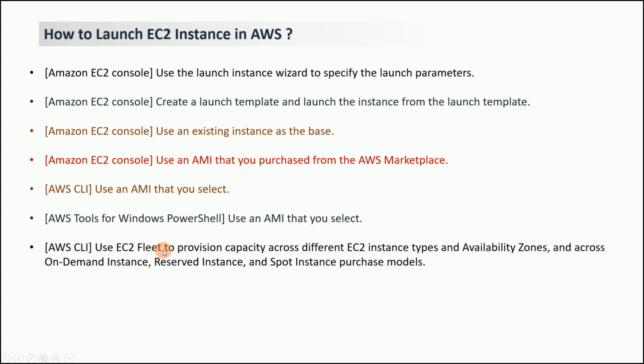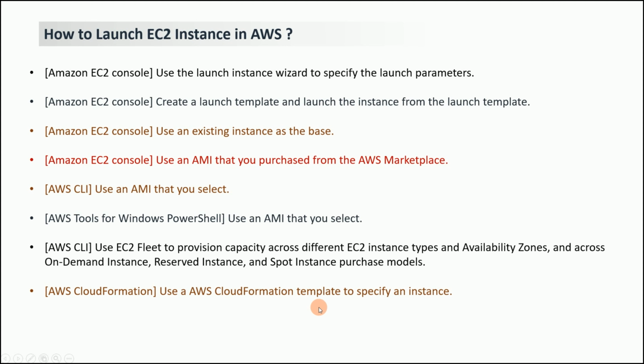And then AWS CLI. Use EC2 Fleet to provision capacity across different EC2 instance types and availability zones, and across on-demand instance, reserved instance, and spot instance purchase models. I will explain you about these purchase models as well in this video itself. Then AWS CloudFormation. Use a CloudFormation template to specify an instance.